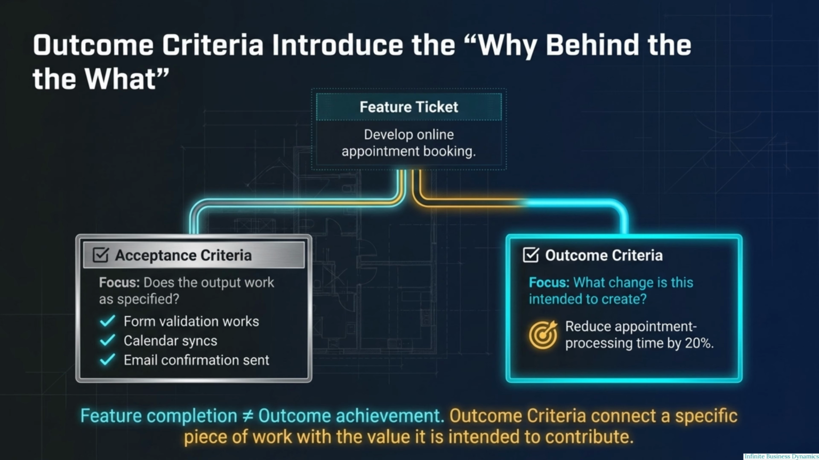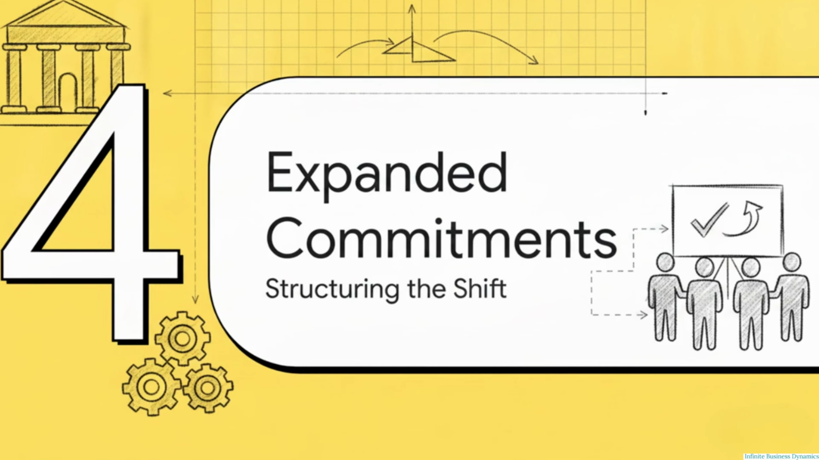Ultimately, feature completion never equals outcome achievement. We've got to measure the behavioral change, not just celebrate the technical completion. Which brings us to Section 4, Expanded Commitment Architecture.